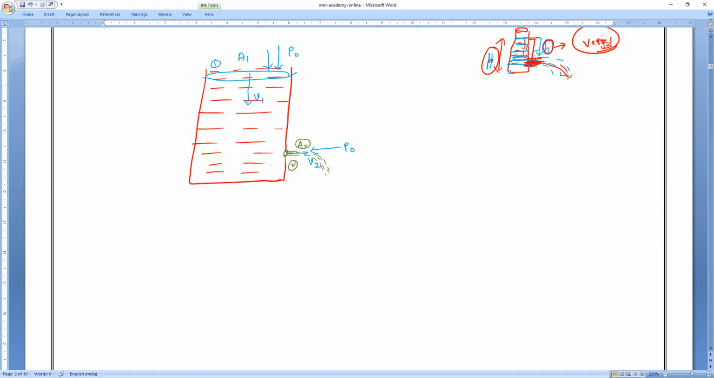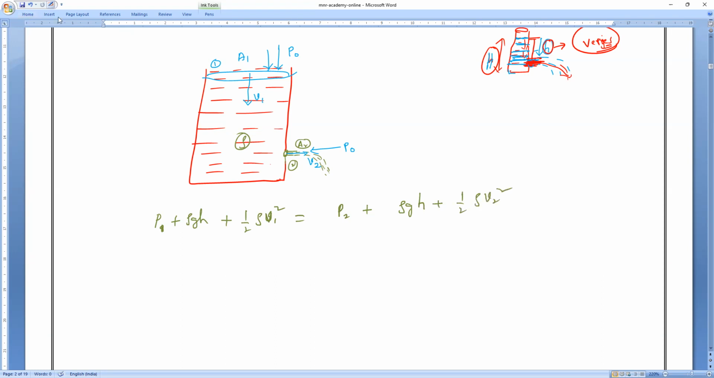Now you know velocities, you know pressures, and you know densities. Density remains constant. Can you tell me Bernoulli's equation, everybody? Bernoulli's equation is: P1 plus rho g H plus half rho V1 square is equal to P2 plus rho g h plus half rho V2 square.